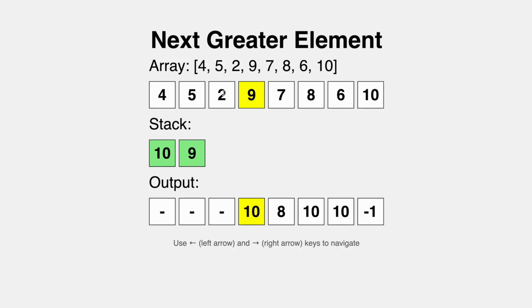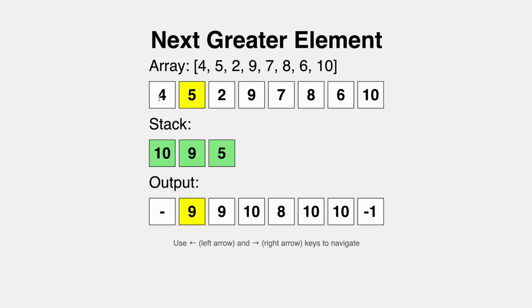Now when I move to 2, again I will compare 2 with the top of the stack, which is 9. Of course 9 is greater than 2, so my next greater number for 2 would be 9, and I will push 2 to the stack for the next number to be compared with. Now when I come to 5, again I will compare 5 with the top of the stack, which is 2. Now 5 is greater than 2, so I will pop 2 out, and of course I will push 5 into the stack, and my output for 5 would be 9 because 9 is greater than 5.